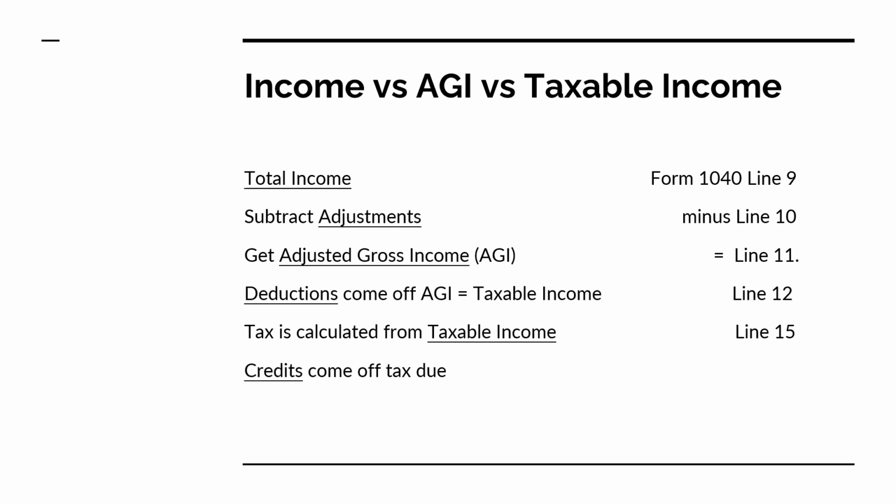Then adjustments are subtracted to get adjusted gross income, or AGI, on line 11. Then deductions are taken away, which gives us a taxable income on line 15. The tax liability is calculated from this taxable income, and then any credits come off of this tax due.